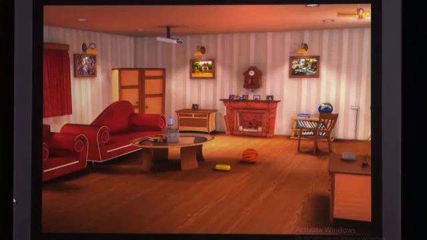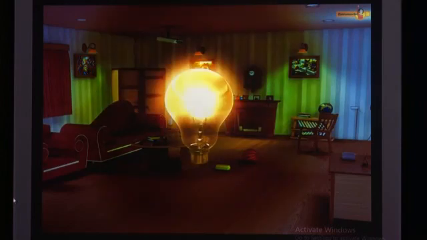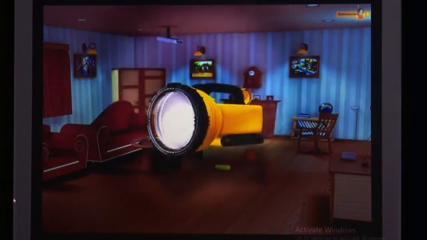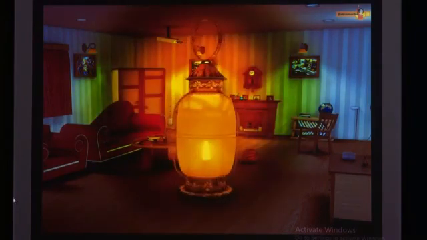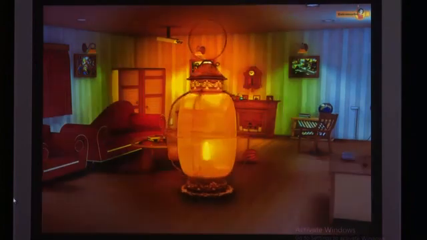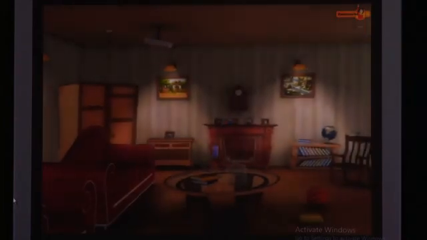For night, man has invented many sources of light such as an electric bulb, torch, candles, oil lamps and many more. Let us now understand light in detail. Light from the source spreads out in all the possible directions.